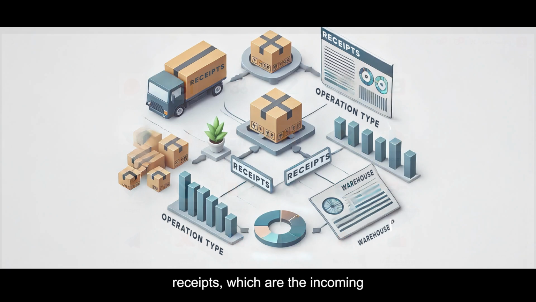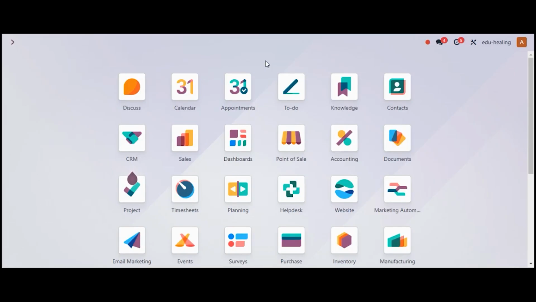So, talking about receipts, which are the incoming shipments in Odoo 18, it refers to the process of receiving goods from a vendor or supplier into your warehouse. These typically occur when a purchase order is confirmed and the supplier delivers the items. So, let's see how to process a receipt in Odoo 18.